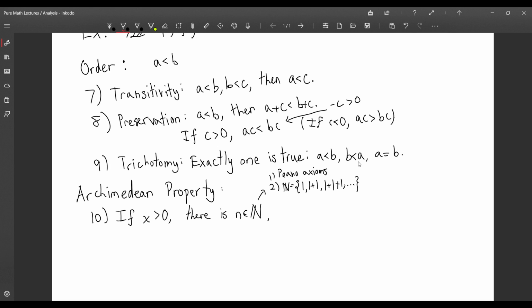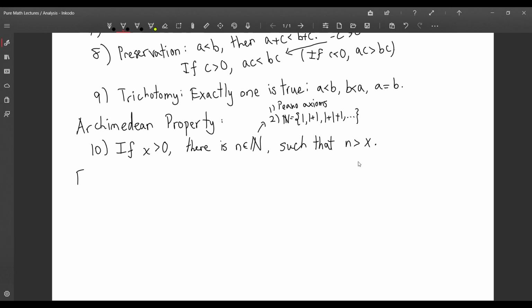So back to our Archimedean property. If x is greater than 0, then there is a natural number n such that n is greater than x. Essentially what this is saying is that if we use this definition of the natural numbers, we can add our multiplication identity 1 over and over and over again, and eventually we will get something bigger than x. Right?